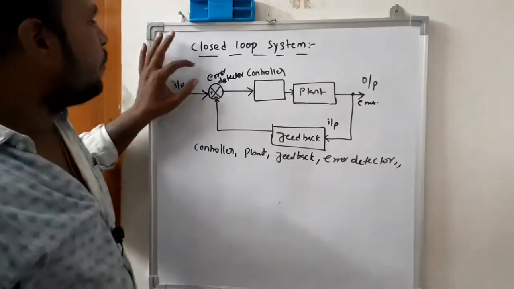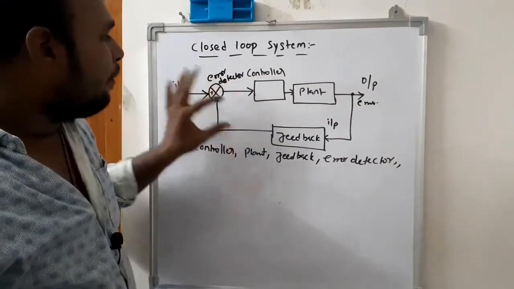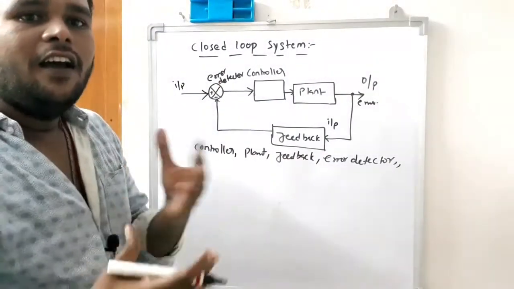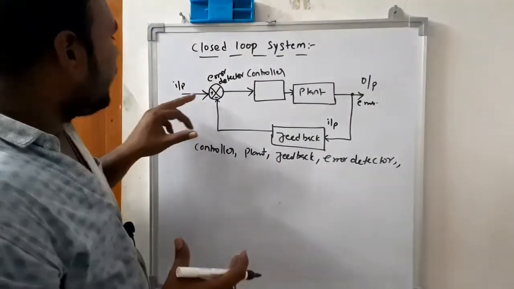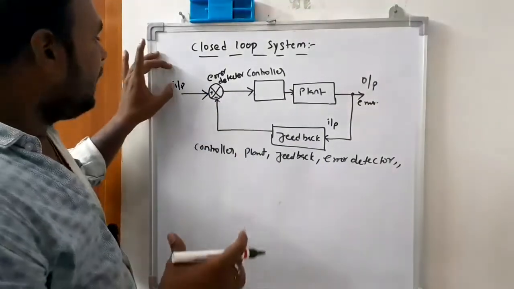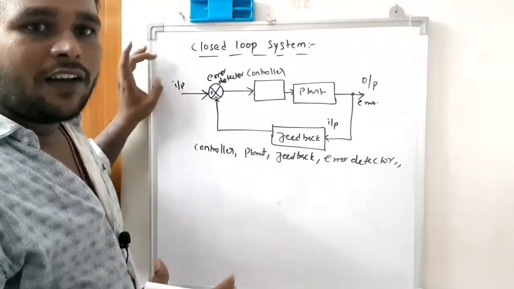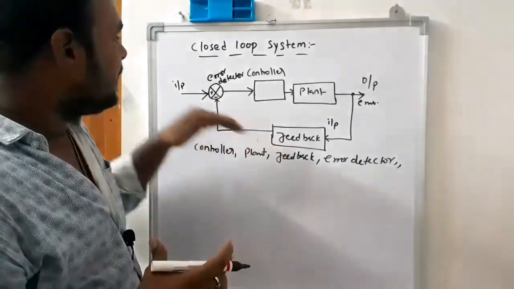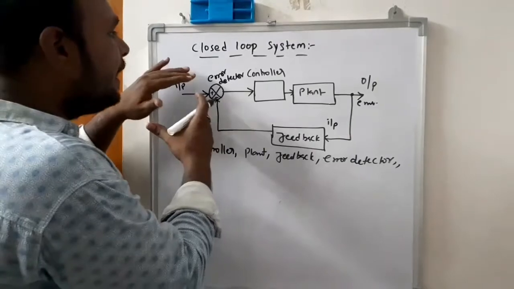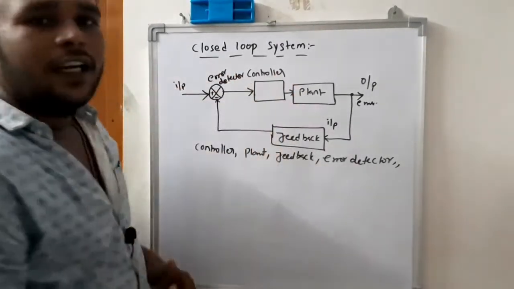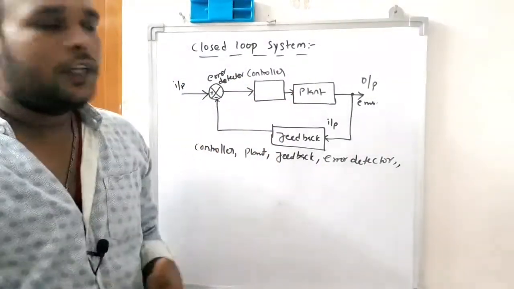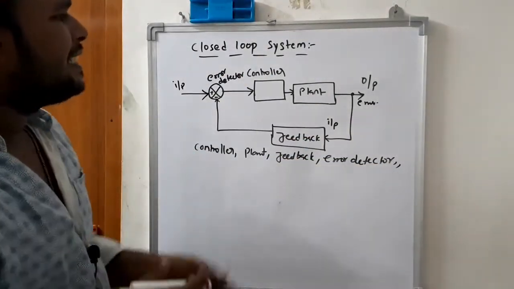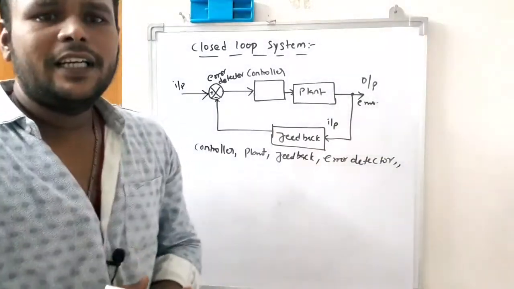What is this error detector? The error detector amplifies the feedback signal. That means it strengthens the feedback signal by comparing it with the input signal, which is the reference signal we are giving here. It compares both the feedback signal and the input signal, and then gives the result to the controller as input. So this is the closed loop system. It corrects the output automatically. That's why it is called closed loop.